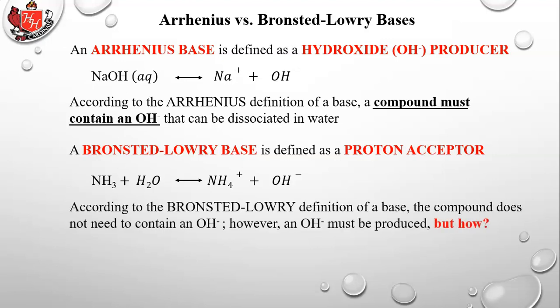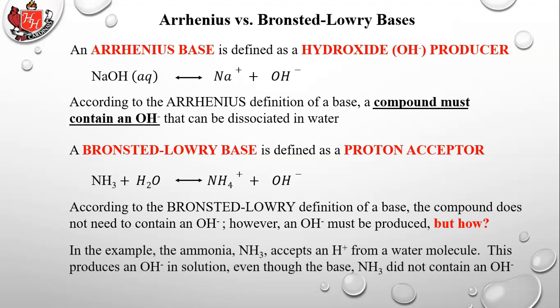According to the Bronsted-Lowry definition of a base, the compound does not need to contain an OH-. However, an OH- must be produced, but how? Let me explain that. In the example, the ammonia NH3 accepts an H+, a proton, from a water molecule. This produces OH- in the solution. That's a broken water molecule, even though the base NH3 did not contain an OH-.